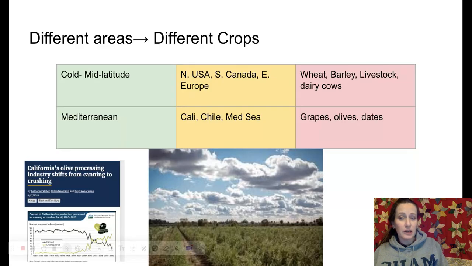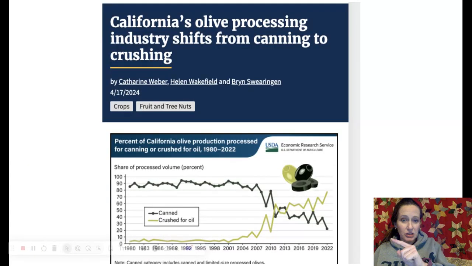Examples would be California, Chile, the Mediterranean Sea area. So not the Mediterranean location, but the Mediterranean climate we're talking about. They can grow things like grapes. Now you can still grow grapes in upstate New York, but the growing season is not going to be the same, right? The ease to do it is not going to be the same. Olives, dates. This is an olive farm in California, and you see that news article, and you see this graph here. For a long time, California was mostly canning olives, but now they're starting to crush them to make what? Olive oil.